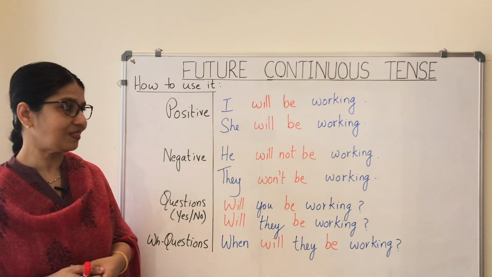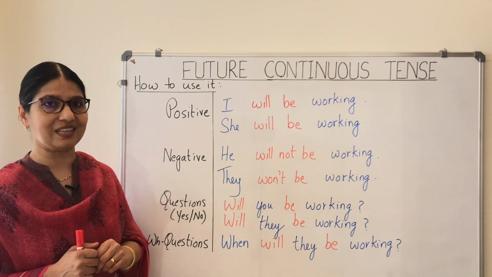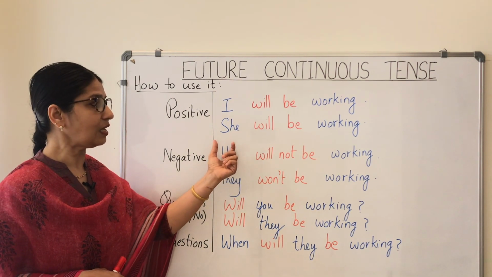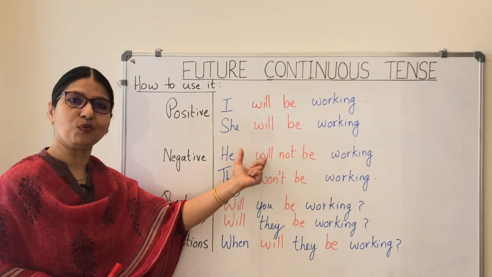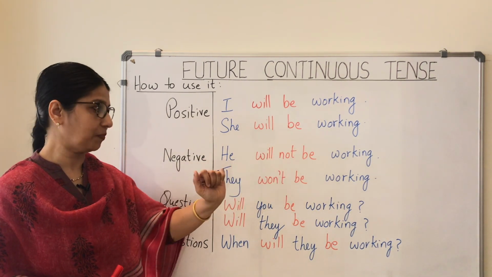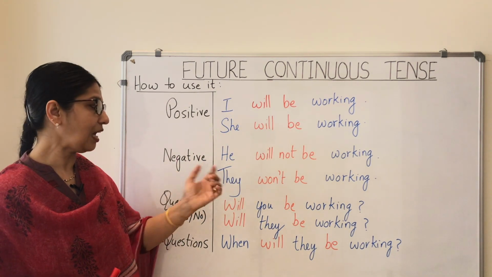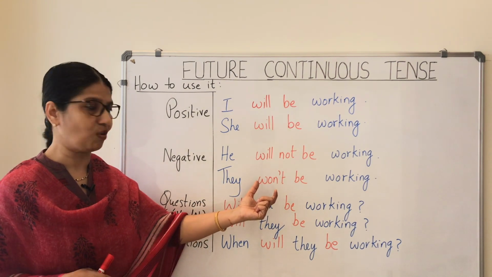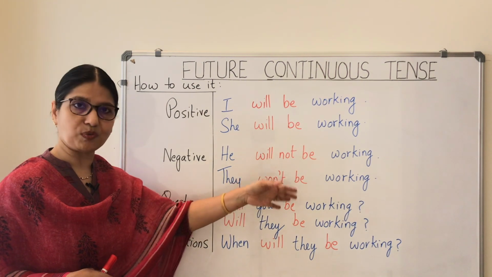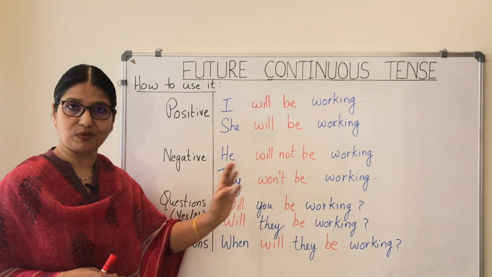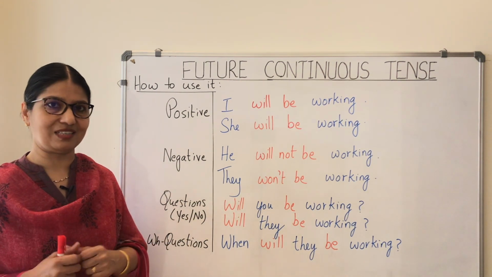How do you form the negative? You just have to add the word not. But where do you add that word? Here you have he will not be working. So the word not is added after will. So she will be working, the negative is she will not be working. And how do you form the contraction, the short form? Will not becomes won't. So they won't be working, same as they will not be working. But you know that in spoken English, we more commonly use the contracted forms.